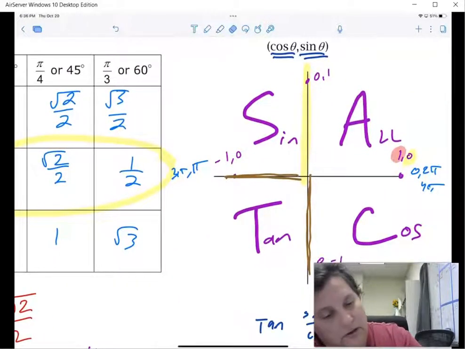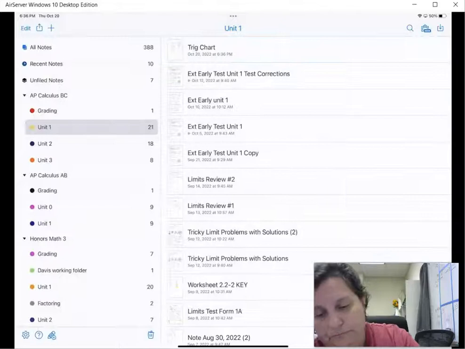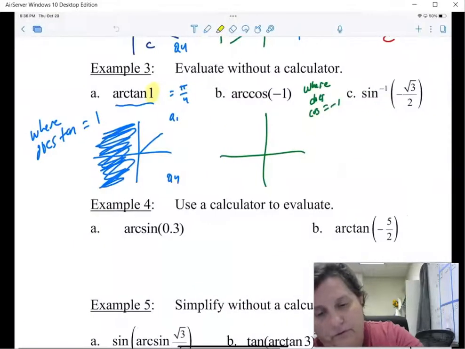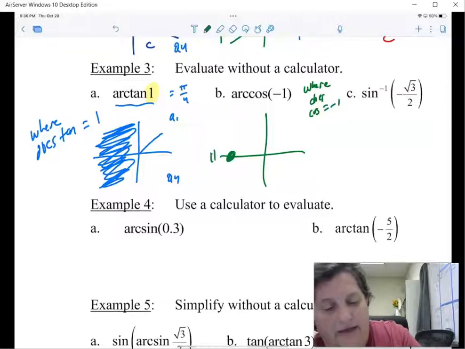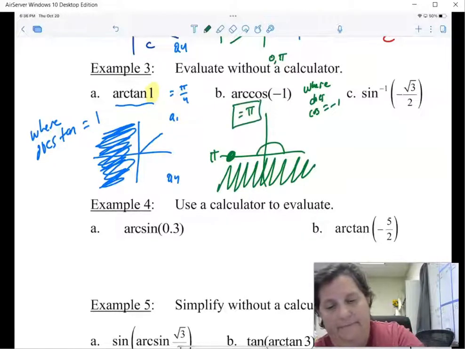Now, okay, I'm looking for where cosine equals negative 1. Cosine is the x coordinate. That's right here. All right, that's where cosine equals negative 1. That's here. Cosine is negative 1. So what angle do I call that? Well, I call that pi because it has to be between 0 and pi, right? Cosine doesn't exist down here. And then it's just at the edge there. So the answer to that is pi. That's where cosine equals negative 1.